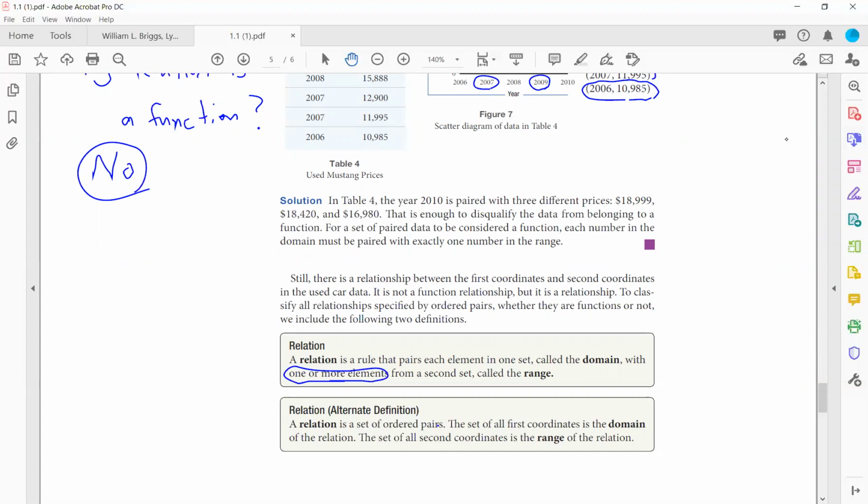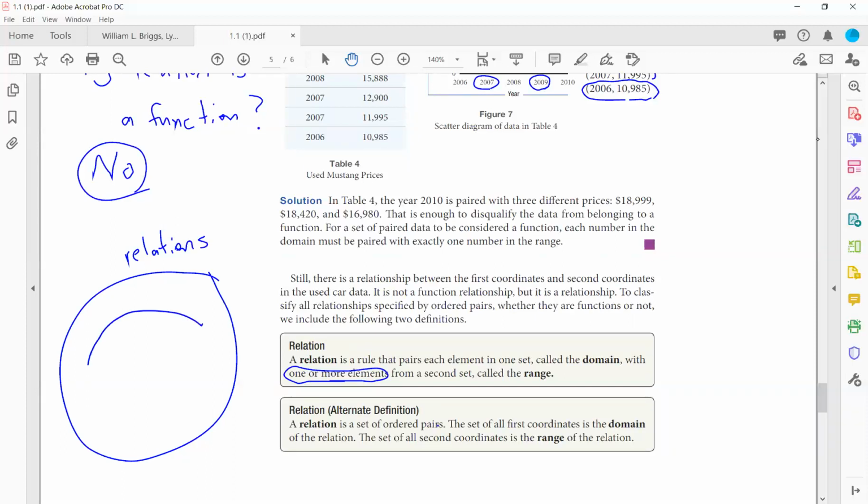So we have relations. Some relations are functions. Not all of them.